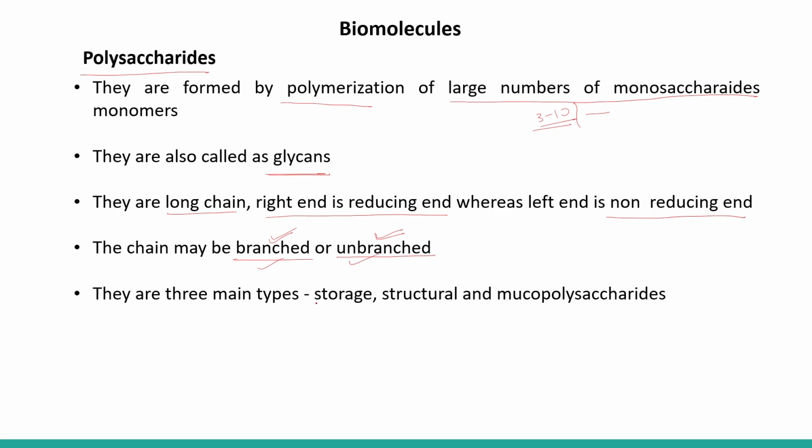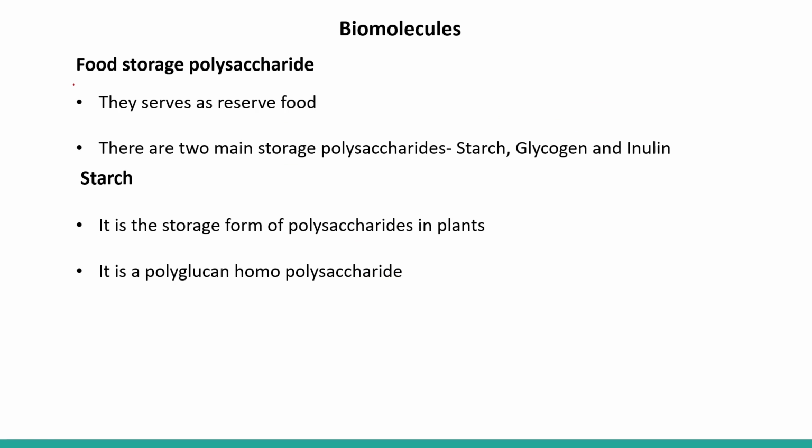They are of three main types: storage polysaccharides, structural polysaccharides, and the third one, mucopolysaccharides. So let us study the first one, the food storage polysaccharides. They serve as reserve food. There are two main storage polysaccharides, starch and glycogen. Now inulin is also there. That is also a type of storage polysaccharide. It is the storage form of polysaccharide in plants.